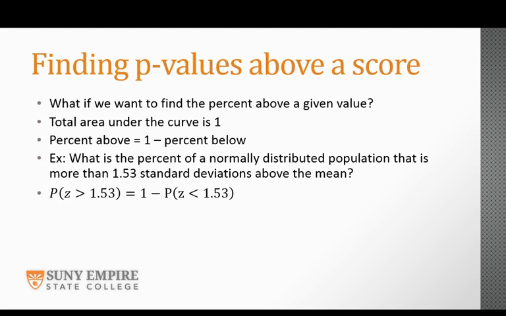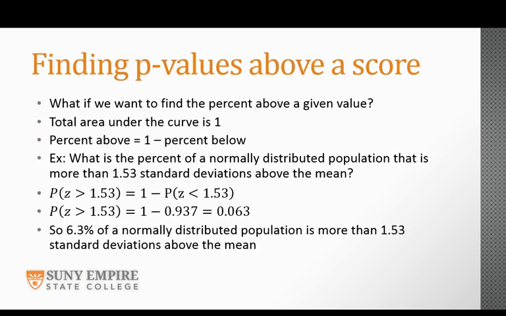To find the probability that z is greater than 1.53, we will subtract 1 minus the probability that z is less than 1.53. Looking up the p-value for a z-score of 1.53, we get 0.937. After subtracting, the probability that z is greater than 1.53 is 0.063. So 6.3% of a population is more than 1.53 standard deviations above the mean for our measurement of interest.